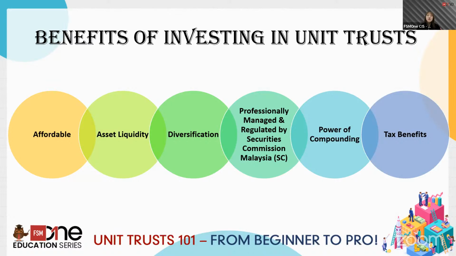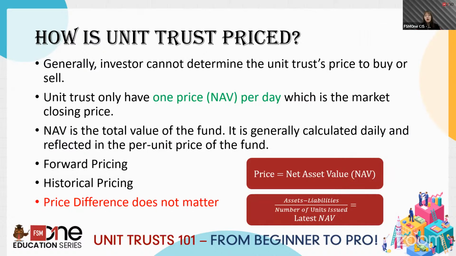And next, another benefit is the power of compounding. There is the benefit of starting early. The earlier you start investing, the greater the opportunity to generate and accumulate a higher return on your original investment. This is due to the effect of compounding. And last but not least is the tax benefit. Investors will enjoy a tax benefit as the interest income and also the capital gain from unit trust are tax exempted.